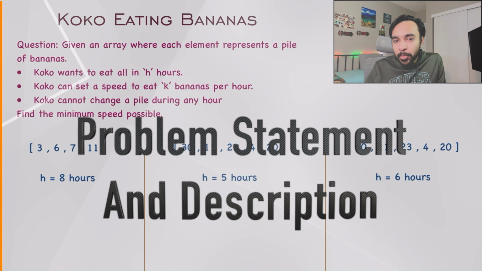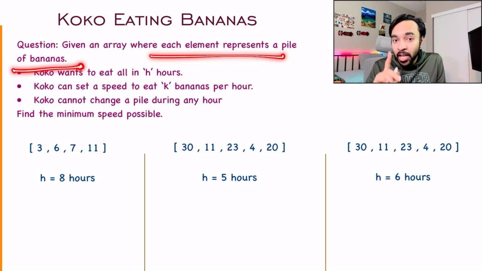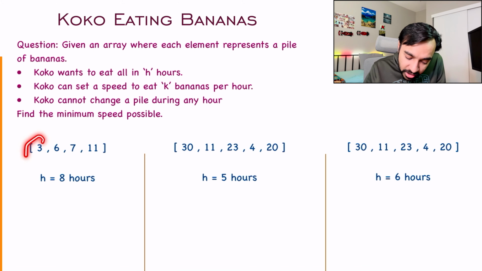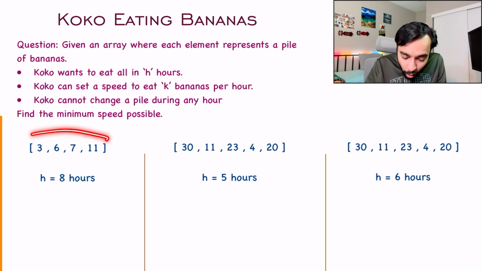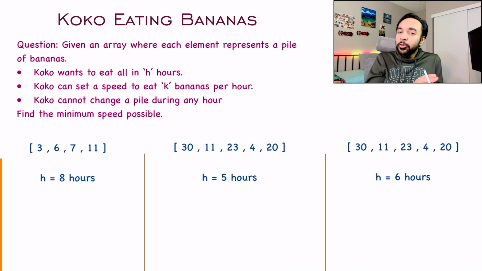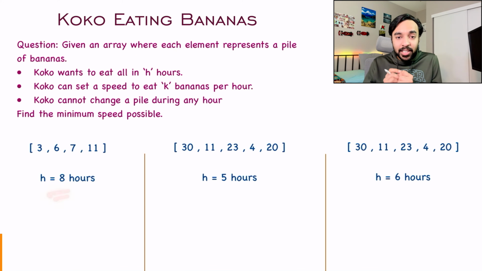First of all, let us make sure that we are understanding the problem statement correctly. In this problem, you are given an array where each element represents a pile of bananas. If we look at our first test case, I have these 4 elements. That means in the first pile I have 3 bananas and in the last pile I have 11 bananas, right? Koko has to eat all of these bananas and the time given is only 8 hours. You have to tell me the minimum speed possible for Koko such that she is able to eat all of these bananas before this time expires.